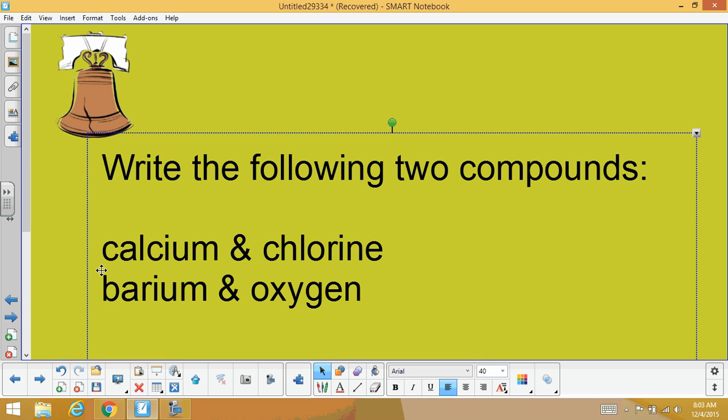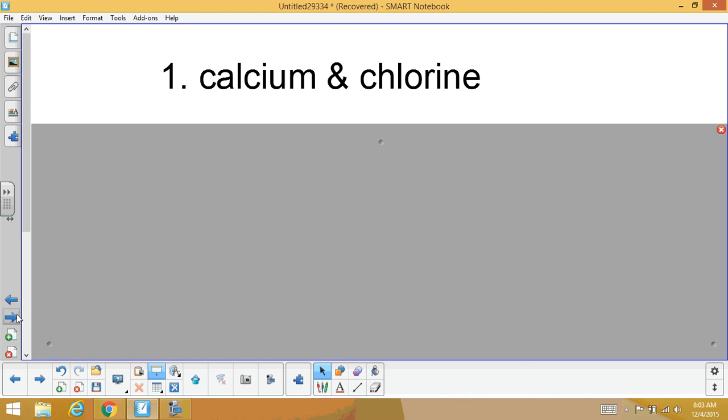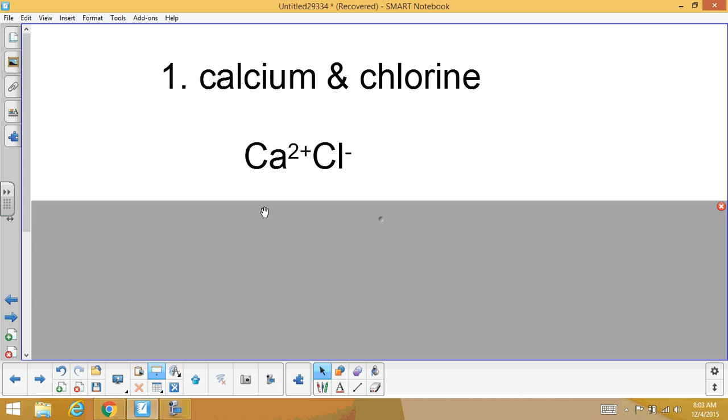Let's check the bell work for today. So we have both calcium and chlorine and barium and oxygen. Two common compounds that come together. But how do they look as a compound? So we have calcium and chlorine. We're going to have to use our periodic table. I don't think everybody's memorized calcium's charge and chlorine's charge. For the first step, we've got to write down the symbols and their charges. So looking at your periodic table, you should have Ca2+ and Cl1-.